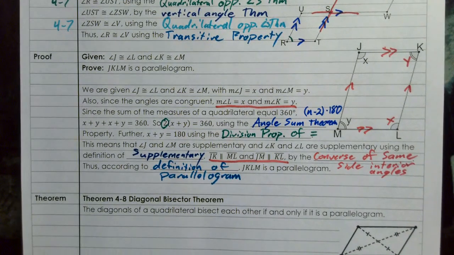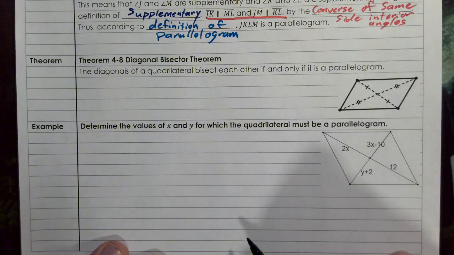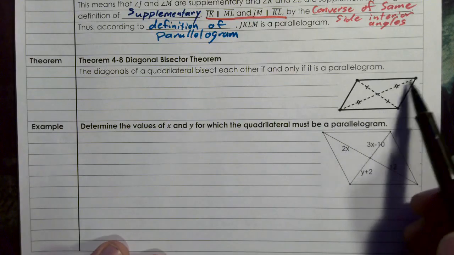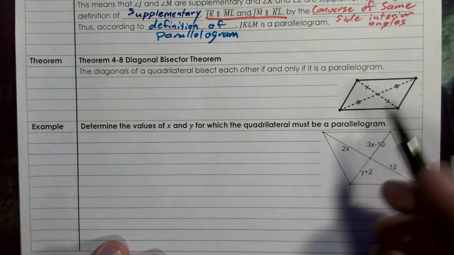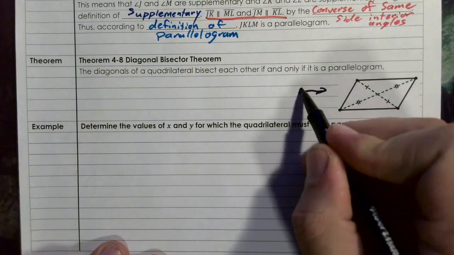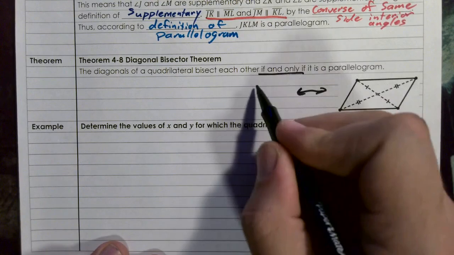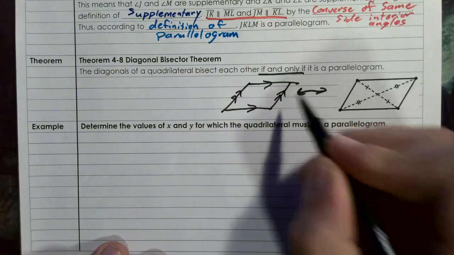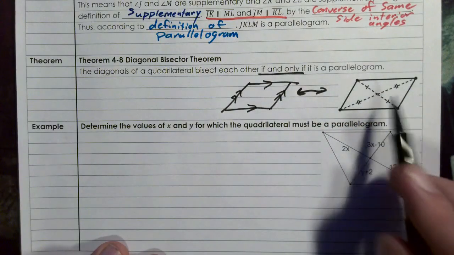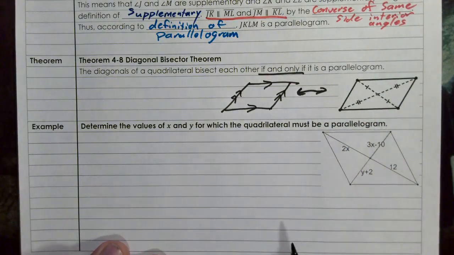All done. One final property of parallelograms we're going to look at in this video is the idea that diagonals are bisecting each other. These two are congruent and these two are congruent. This is also a biconditional. So if we've got a parallelogram, then we know this is true. And if we see this, then we know we've got a parallelogram.